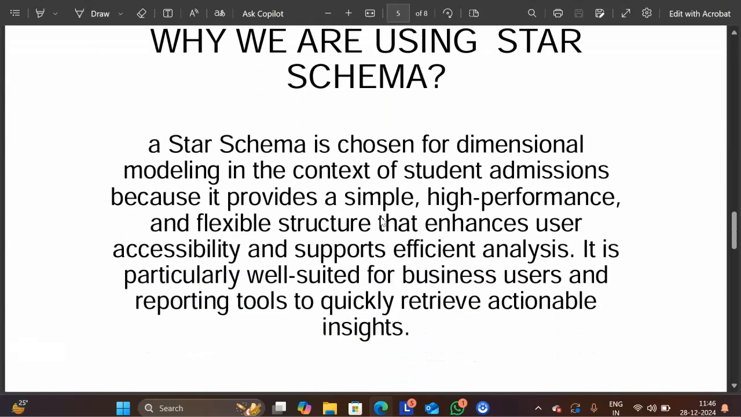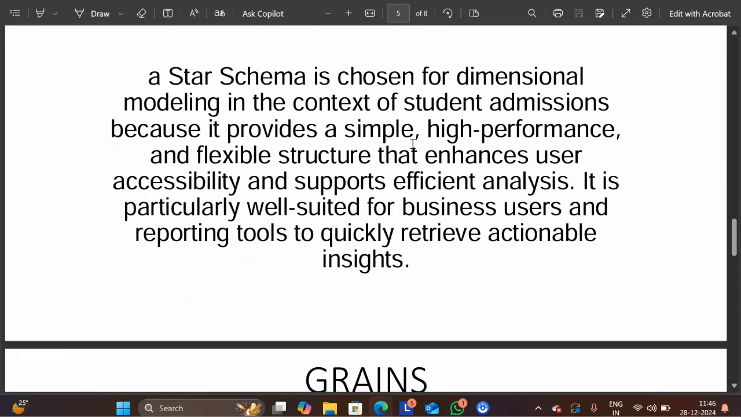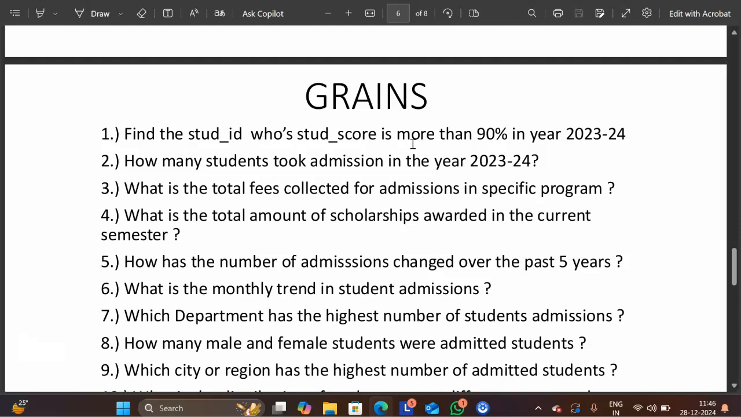Now, why are we using star schema? A star schema is chosen for dimensional modeling in the context of student admissions because it provides a simple, high performance and flexible structure that enhances user accessibility and supports efficient analysis. It is particularly well suited for business users and reporting tools to quickly retrieve actionable insights. Now, the next topic is grains, which will be explained by Alok.